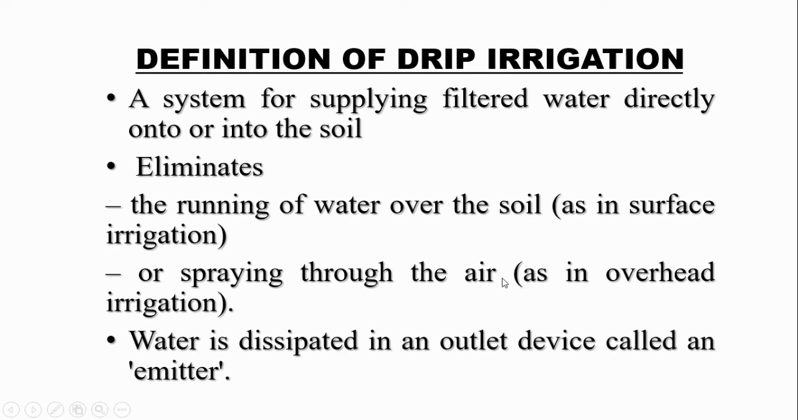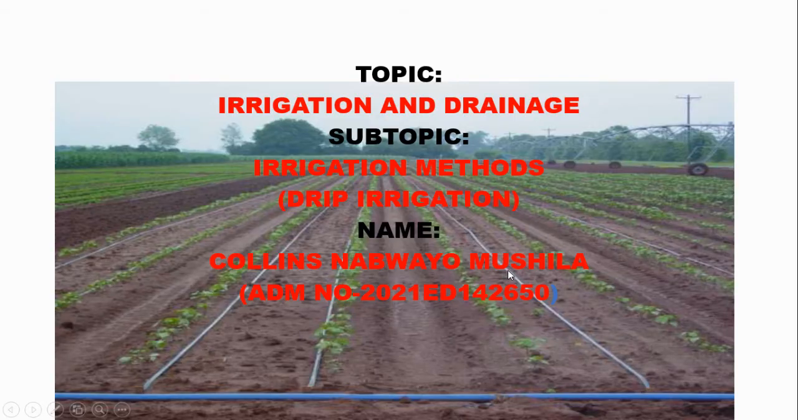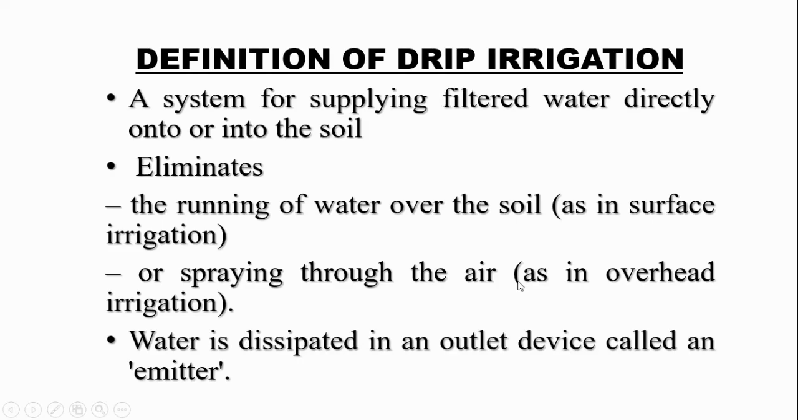So today we are going to continue with the same topic of irrigation, and today we are going to be looking at drip irrigation systems. And a drip irrigation system is one of the most efficient methods of irrigation that has been a favorite amongst farmers, and it's very advisable to use it because it uses minimum amount of water.